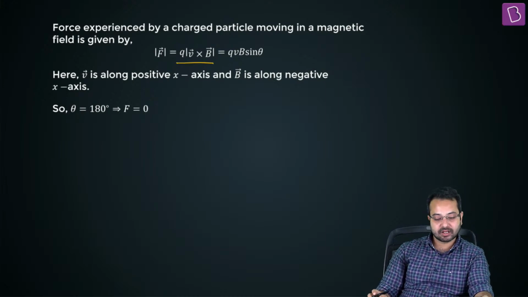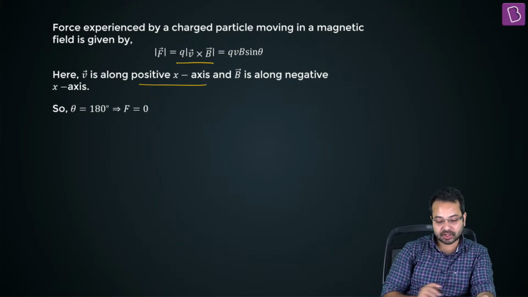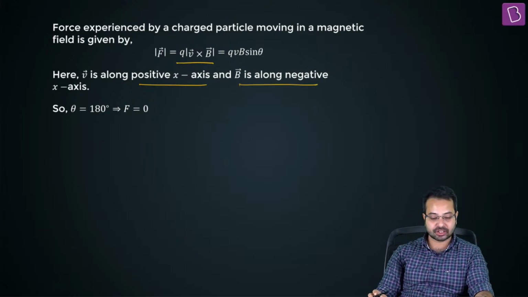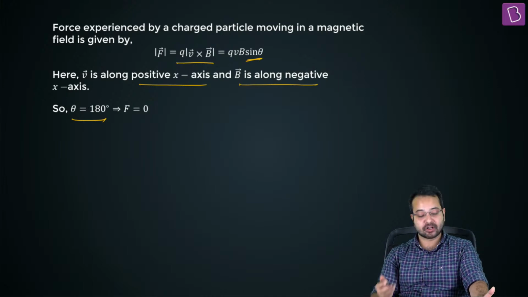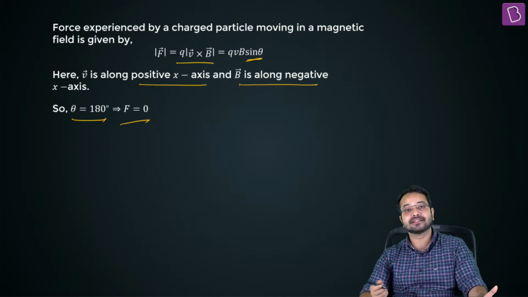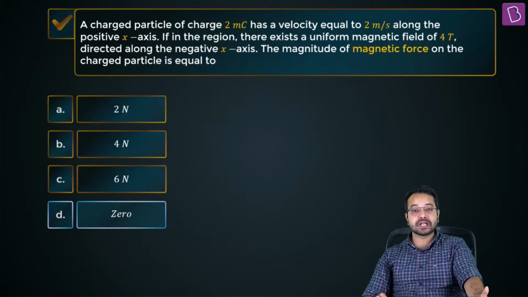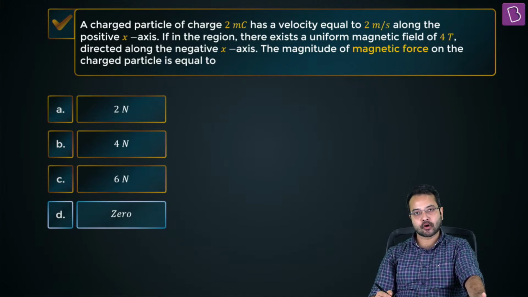Is that correct? Now if V is in the positive x direction, and the magnetic field is along the negative x direction, what is the angle between them? The angle between them is 180 degree. So sine 180 degree is going to become 0. So the force experienced is going to be 0. Alright, so option D, 0, is going to be the correct option.